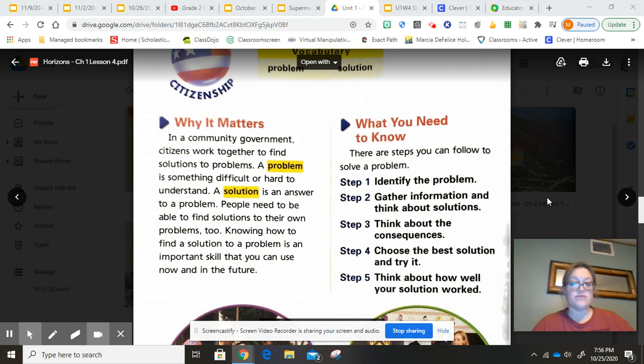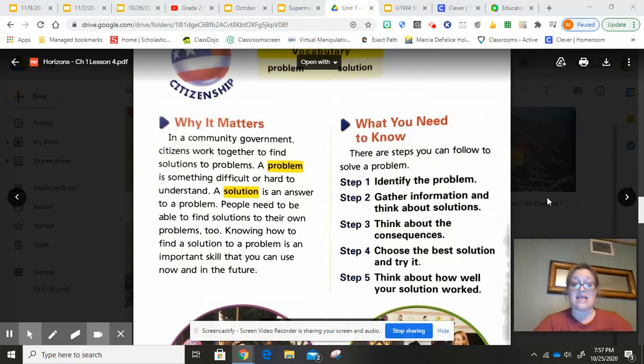Hey guys, today for social studies, we're going to continue from the last lesson that we talked about, and we're going to focus on a specific skill. Now, we already talked about this before, but I'm going to go over it with you guys again. We're going to talk about problems and solutions. Okay, so a problem is something that's difficult or hard to understand, and a solution is an answer to that problem or difficulty that you're having.